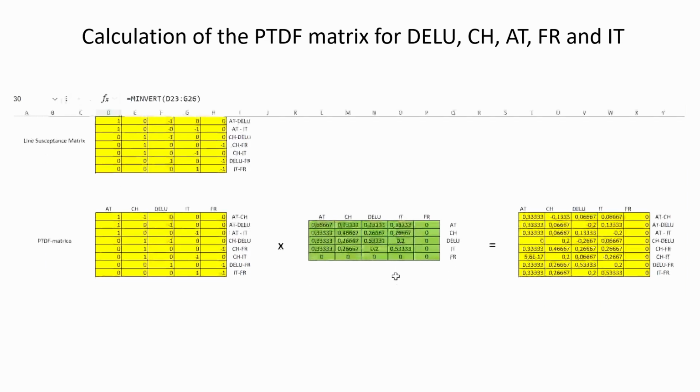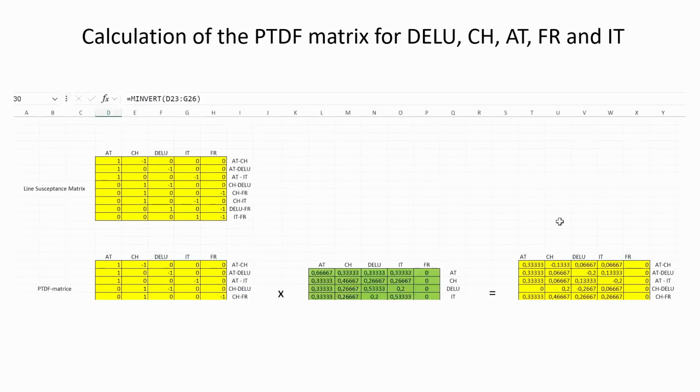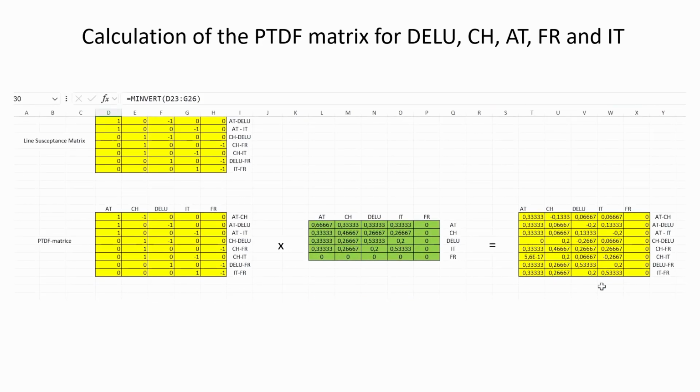And then we are ready to calculate the power transfer distribution factors matrix here. It is the product of the line substituents matrix and the bus reactance matrix here. And here you have the power transfer distribution factors matrix for this system. These values are put into the power market simulator model, and now I will show you the results when we are calculating flow based on these countries.